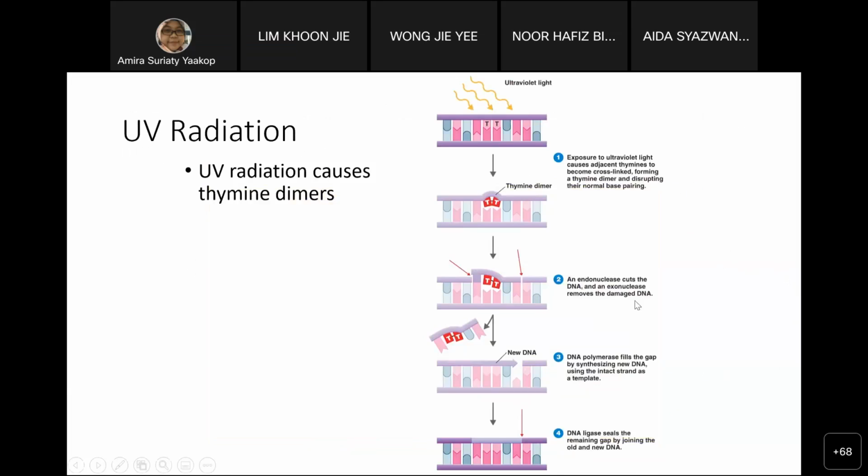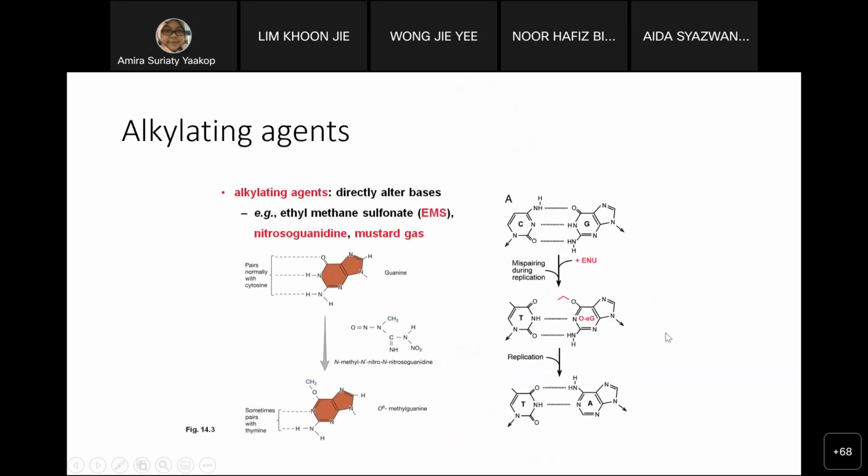Okay, so this is another example, UV radiation, when there's ultraviolet light. It causes a thymine dimer that gives this kind of mutation. Alright, meaning that a mismatch mutation happens. Okay, when your DNA wants to repair, it additionally encodes an A at the mutation region that causes a mutation. Alright, this is UV radiation and this is alkylating agent.